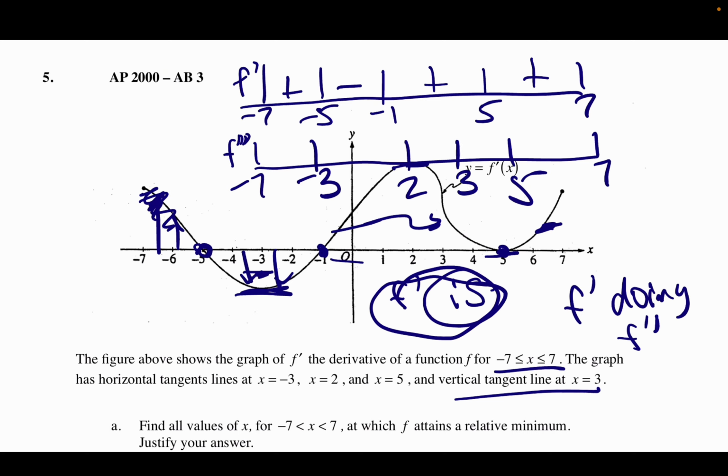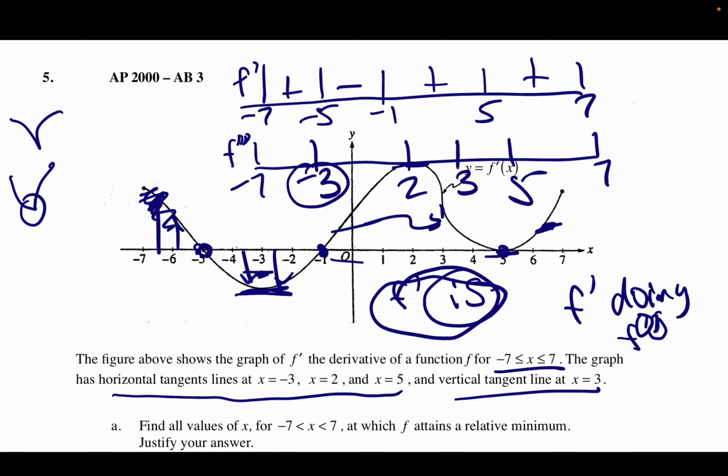So what that means, it also could possibly be a point of inflection, because when it has a vertical tangent, that means your derivative of your derivative is undefined. And remember, points of inflection and critical numbers can happen when, so concavity can change when your derivative is undefined or when it's 0. So all of those are important. It tells me horizontal tangents at negative 3, at 2 and 5, and a vertical tangent at 3. That's how we find our candidates for points of inflection and critical numbers.